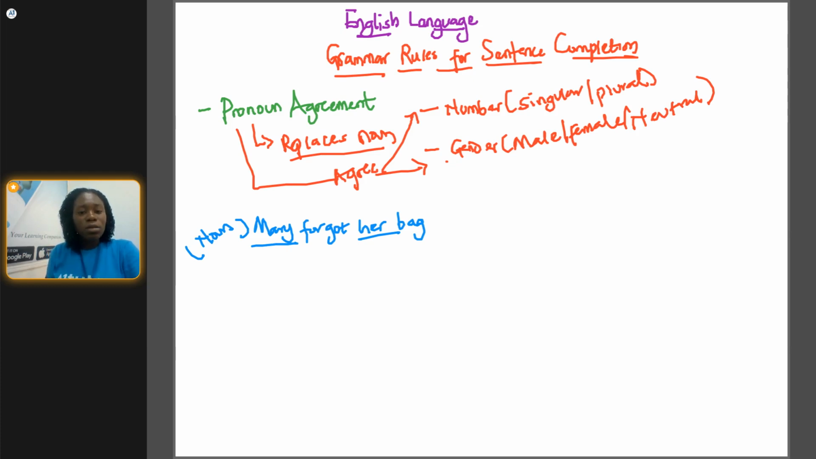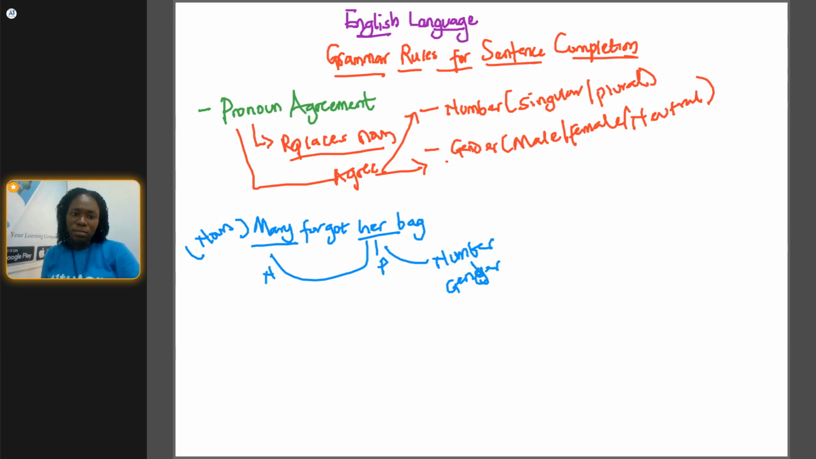Now we're talking about this pronoun replacing this noun, but then the pronoun is agreeing with the noun. All right, the pronoun is agreeing with the noun. How? In number and in gender. All right, so if you're asking me what we mean by in number, how does it agree with it in number and in gender?